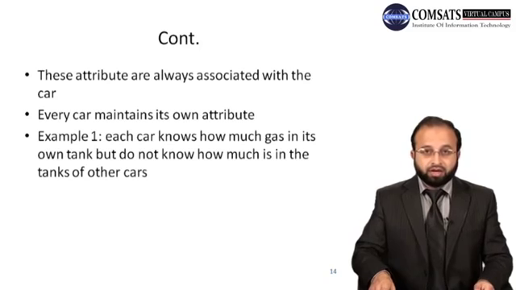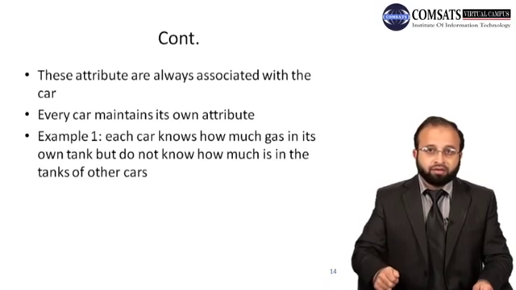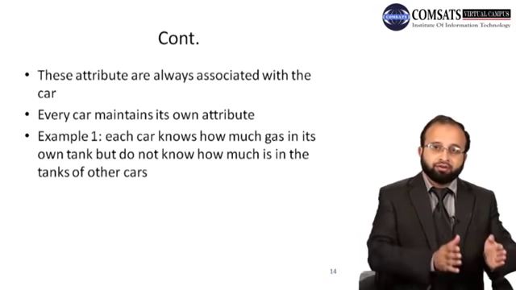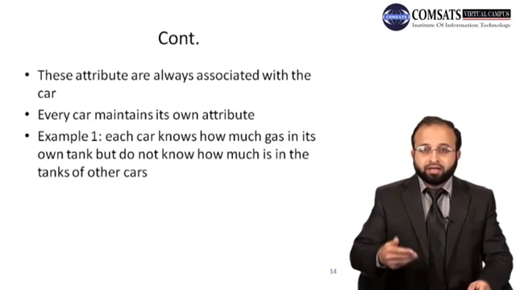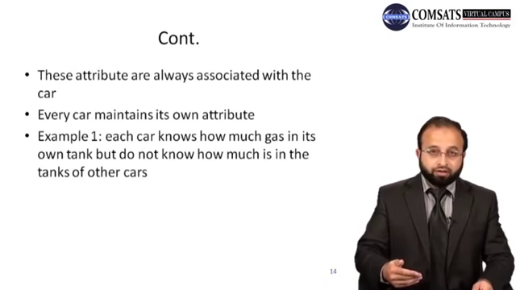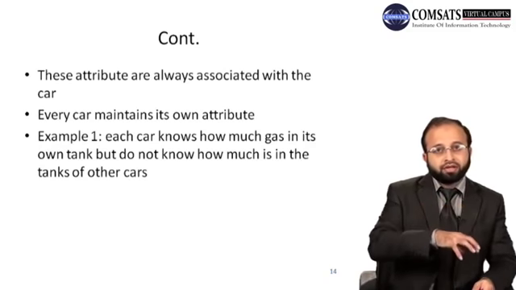For example, each car knows how much gas is in its own tank but doesn't know how much is in the tank of other cars. So if I switch on my car, it shows me how much petrol I have in the tank of my car, but it won't tell me how much petrol is present in your car. So this means that the attributes belong to that particular car. Every attribute that is explained in the engineering drawing of a car is associated with a particular car, right?